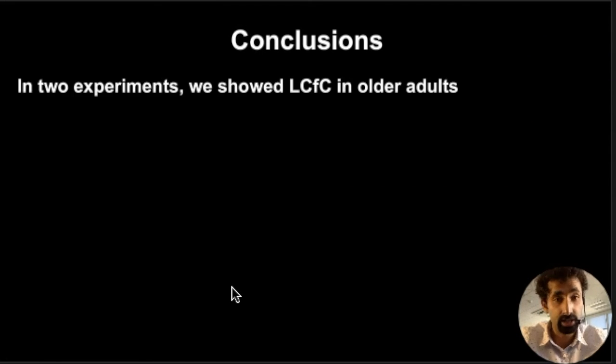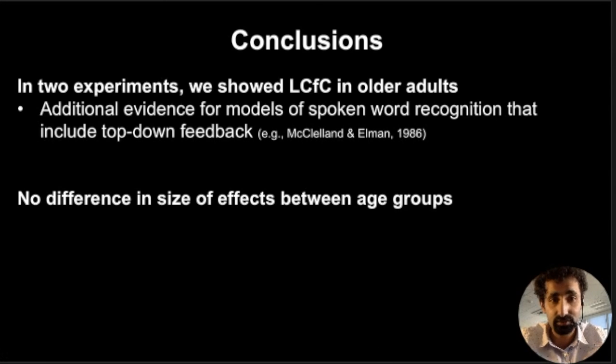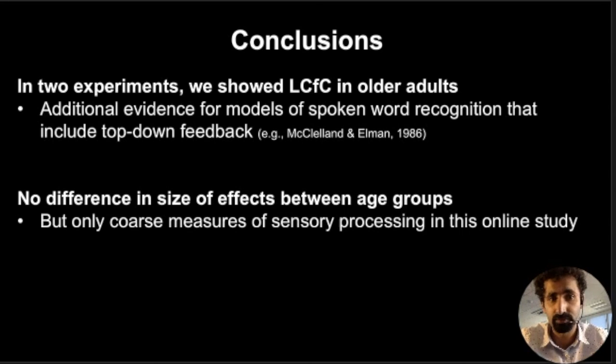So to conclude, the results from our new study show that lexically-mediated compensation for coarticulation can be observed in a sample of older adults, which to our knowledge hasn't been shown before. These results provide additional support for computational models that include top-down feedback. Now, strikingly, we didn't find any statistically significant differences in our effects as a function of age, but we note that our ability to do fine-grained measures of sensory processing was limited since our study was conducted online, so it would therefore be informative to extend these results to in-person samples.